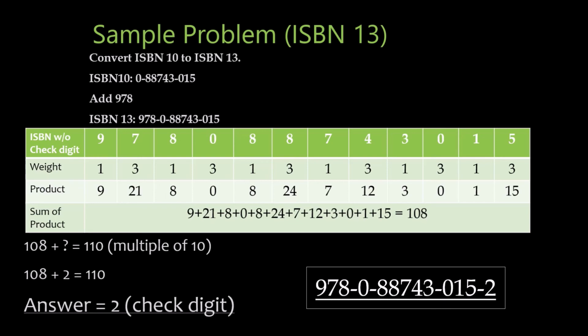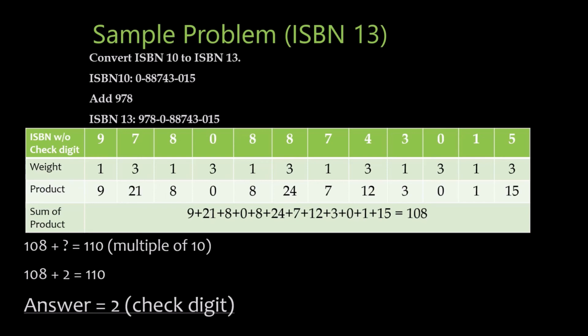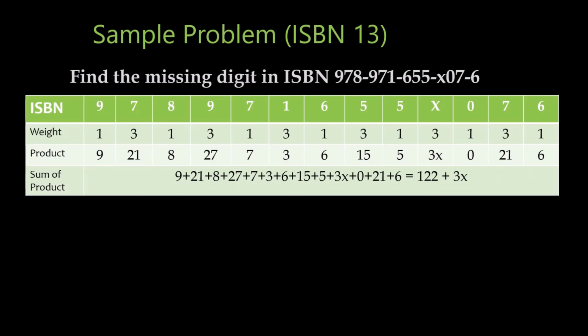Now, here in our another sample problem, we will be using the ISBN 13 format. And the problem here is finding the missing digit in ISBN 978-971-655, unknown value 076. Here we have, as you can see, our check digit, so we'll be finding only the single missing digit. Now, as we know, the ISBN 13 format's weight is only 1 and 3 repeatingly. And as we find the products, the sum of products is equal to 122 plus 3x, since we have not yet found the missing digit.